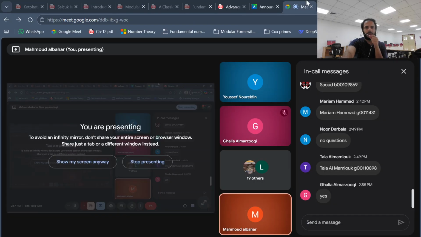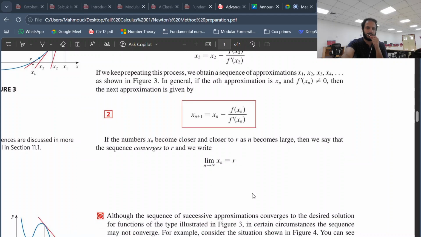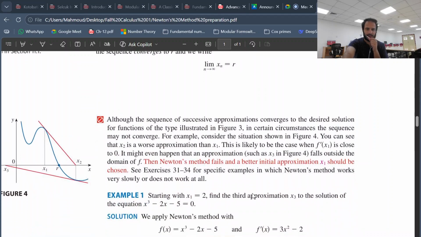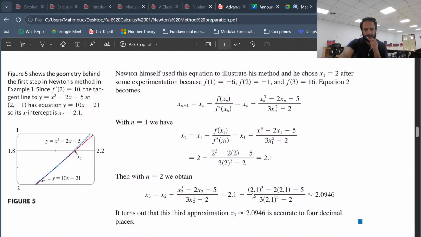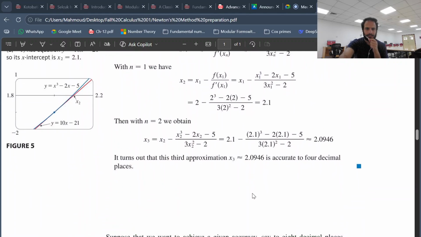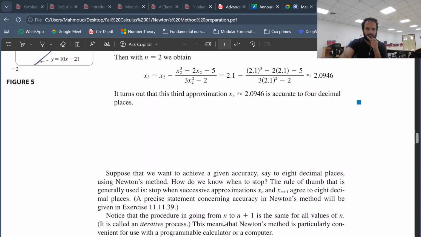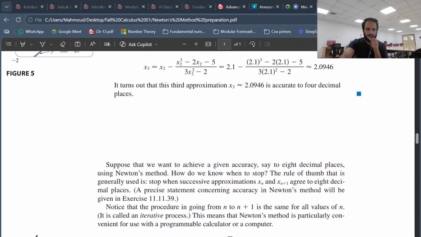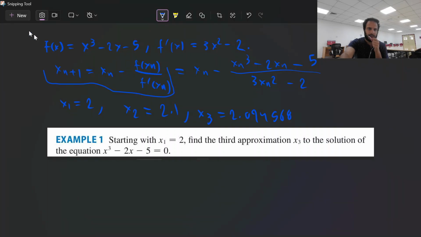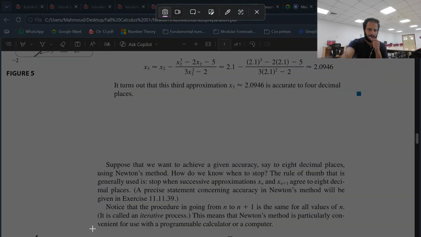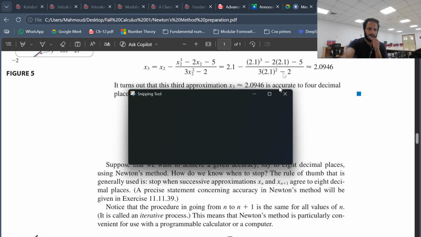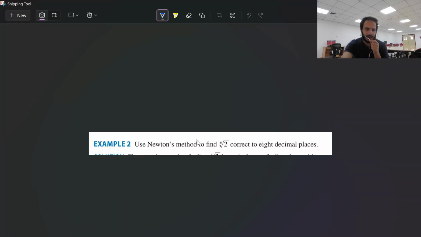Now, do you have any other questions? Okay, let's solve another example. Please, if you have any questions, ask me. Yes, this one is important here: the sixth root of 2. Here we have a new idea, but it's easy, it's not hard. Use Newton's method to find the sixth root of 2 correct to 8 decimal places.